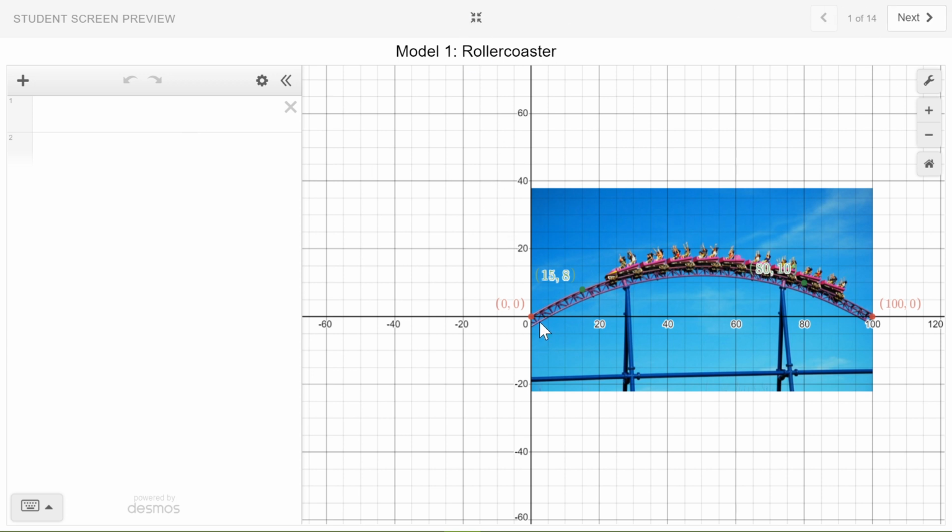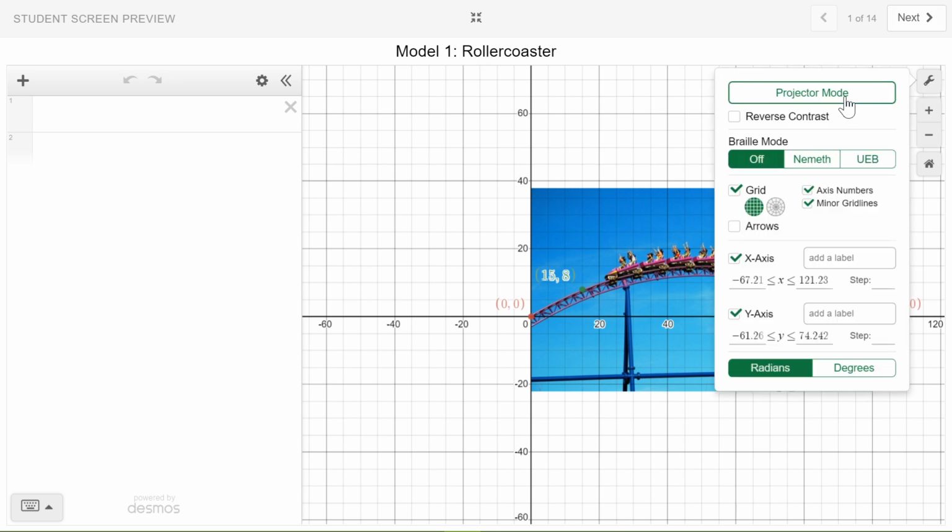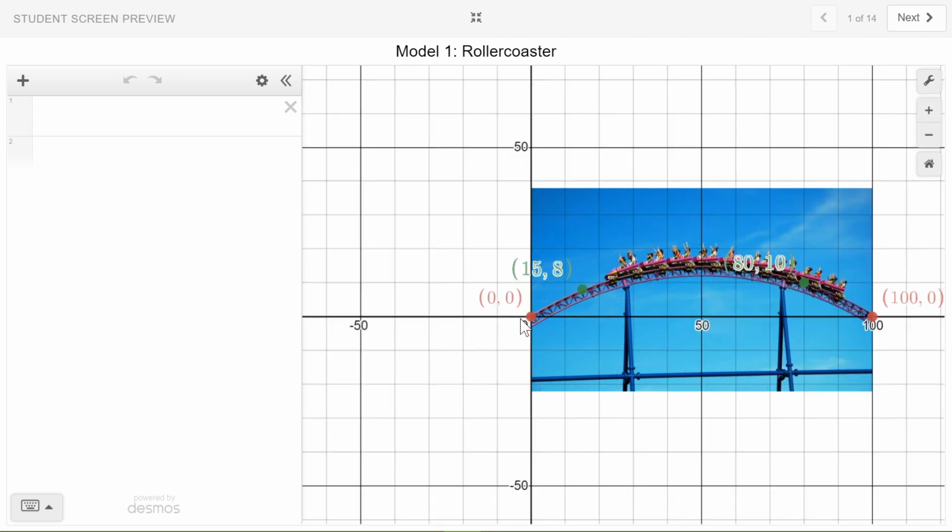Alright, so the first model I'm going to show you is of this roller coaster section that I've got. If you can't see the numbers, I'm just going to put it on projector mode. So you've got 0, 0 here, 100, 0 here, 15, 8, and 80, 10. These green dots are points on the curve, and these red dots are x-intercepts that I'd probably want to start using. I'm going to do three models.